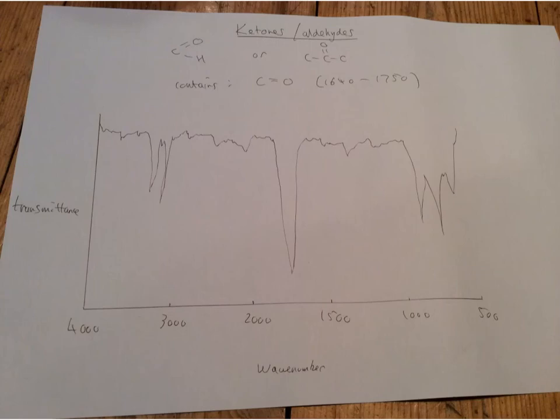Now, we won't be able to tell whether it's a ketone or an aldehyde just from the IR graph. If we wanted to distinguish between the two, we'd need to add acidified potassium dichromate. And of course, an aldehyde can be oxidized to a carboxylic acid and will change the dichromate from orange to green. A ketone will not be oxidized, and so the acidified potassium dichromate will stay orange.